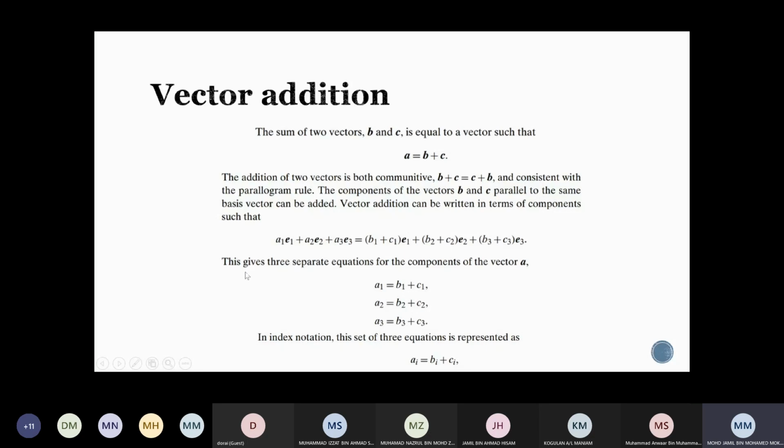Okay, so this gives three separate equations. We have A1 equals B1 plus C1, A2 equals B2 plus C2, and A3 equals B3 plus C3. We can write this in a more compact notation using index notation just now, by writing AI equals BI plus CI. So basically to add two vectors, you just add the coefficients in the same direction only. Janganlah tambah B1 plus B3 atau B1 plus C3. Tu bolehlah drop engineering.